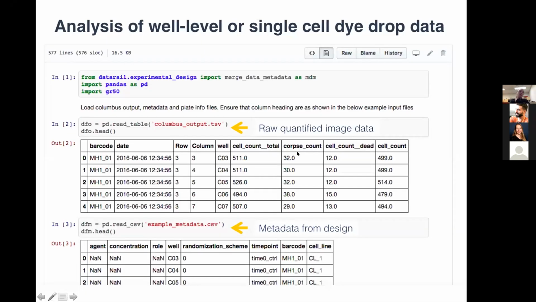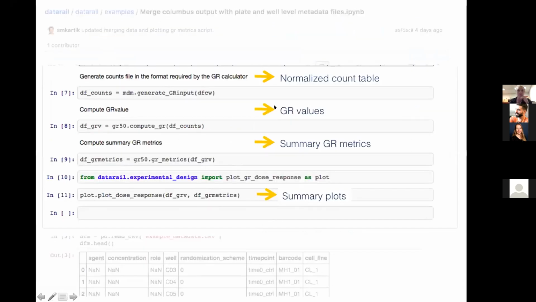And so again, we have similar notebooks to those that I presented for the experimental design, in which the raw data can be analyzed. And so you input your raw feature data, you input that metadata file that was generated during the design component of the experiment. And what you get out are, at least for DyeDrop experiments, a normalized count table, your GR values, your summary GR metrics, so these from the fits of the GR curves, and some summary plots for visualization.